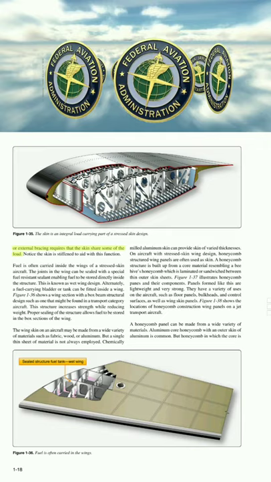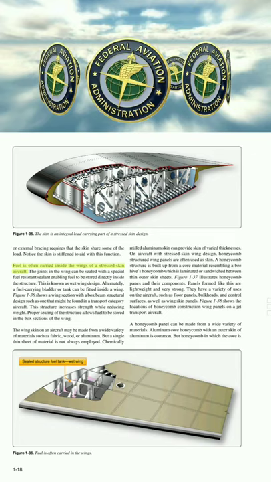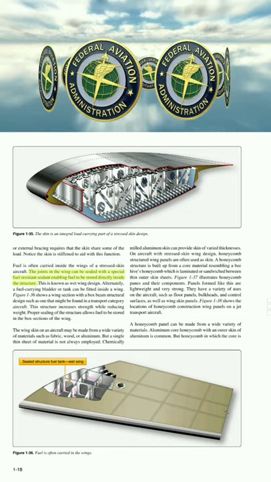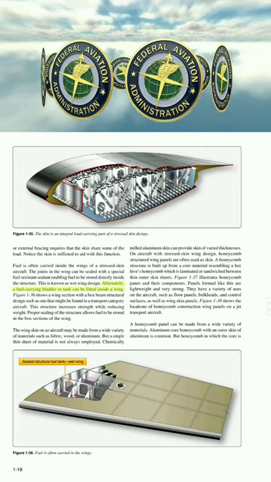Fuel is often carried inside the wings of a stressed skin aircraft. The joints in the wing can be sealed with a special fuel-resistant sealant enabling fuel to be stored directly inside the structure. This is known as wet wing design. Alternately, a fuel-carrying bladder or tank can be fitted inside a wing.